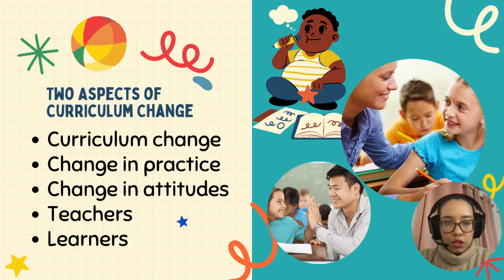Curriculum change involves two aspects that must be managed. The first is the actual change in the curriculum, such as a new course book, teaching methods, or the assessment system. The second is the change that must occur in the minds of the people affected, especially teachers and learners. Even if a new curriculum is introduced, it may fail if the teachers and the students do not accept or adapt to it. So, successful curriculum change requires both practical changes and change in attitudes and beliefs.